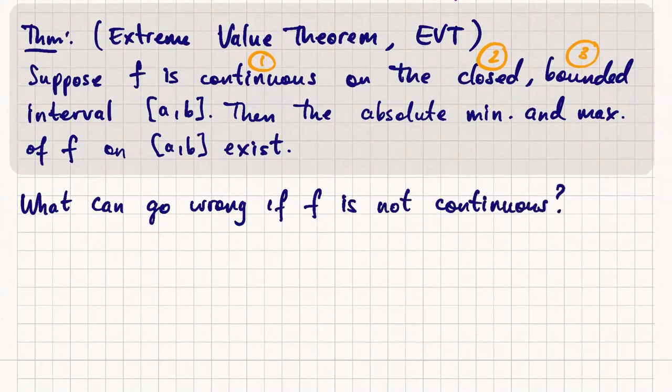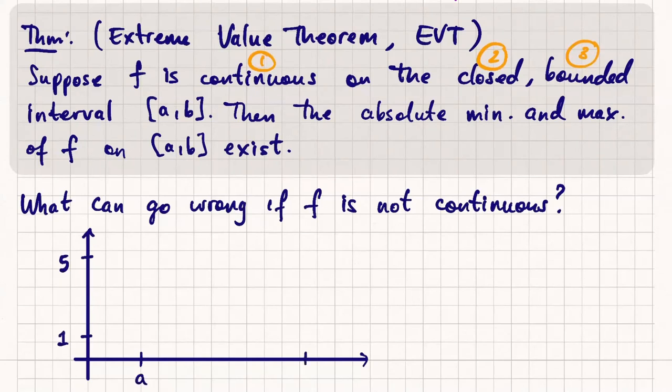So what can go wrong if f is not continuous? Okay, so the domain of this function will still be a closed bounded interval, just the function won't be continuous, and we're going to see we are no longer guaranteed a min or a max. You can actually fail to have both. So here's 1, here's 5, here's say A, here's B. So the domain of this function will be, say, A to B closed.